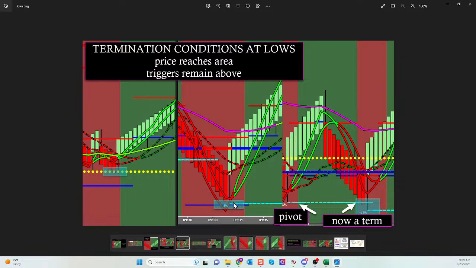Price reaches support, trigger lines remain above, termination condition. There's one of those pivots, not a termination condition, right? Just a pivot with a loss of momentum. But when price comes and retests, reaches that line, the trigger lines remain above. Now this divergence low is behaving as a termination condition. And we call that a pivot stop out of a divergence low, guys.